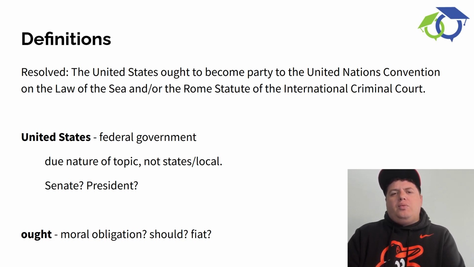When we look at the word ought, while I think that the word ought implies a moral obligation, I think that this topic is more of a policy topic where it's saying the United States ought to do something and that we as debaters ought to sort of role play as policymakers and say, should this treaty be ratified or should it not be ratified? If we look further, I think that this talks a lot about the concept of fiat potentially, and this is pretty interesting, cumbersome, maybe stretching the scope of things, but we'll talk about that in a little bit.